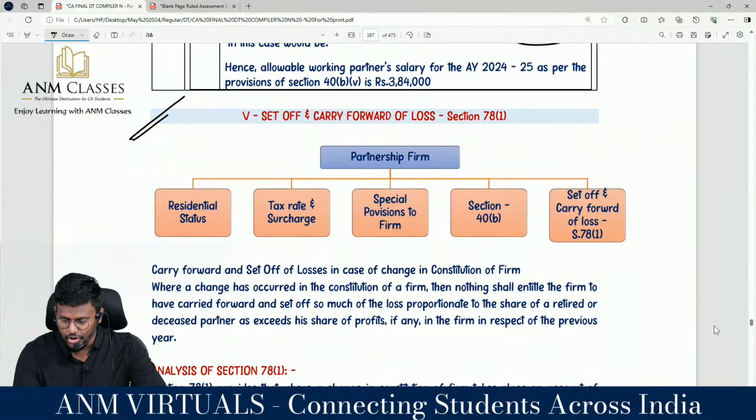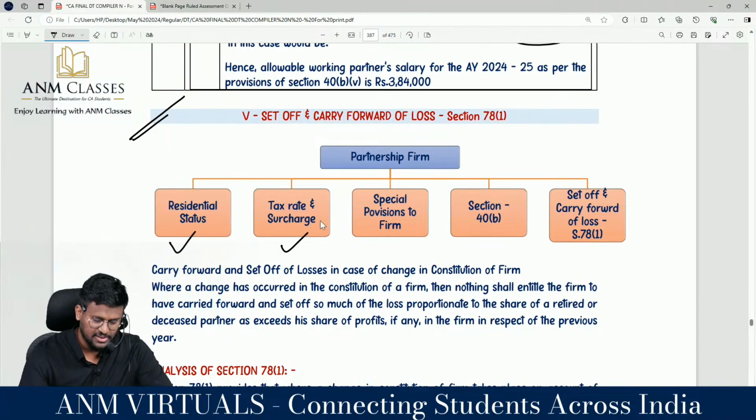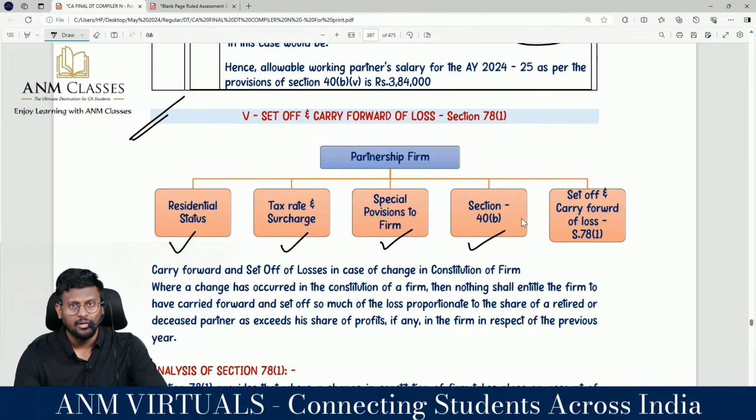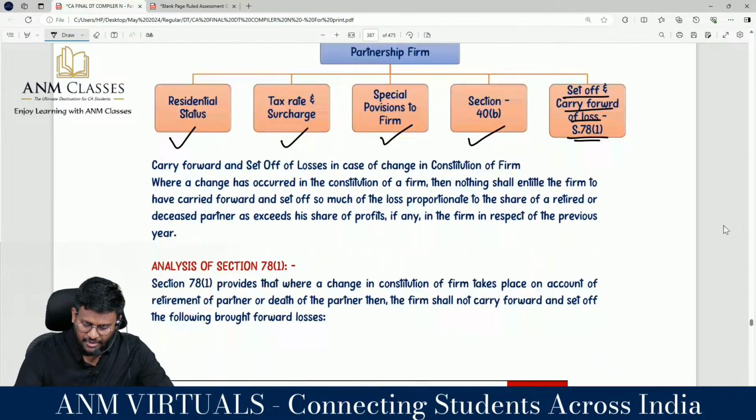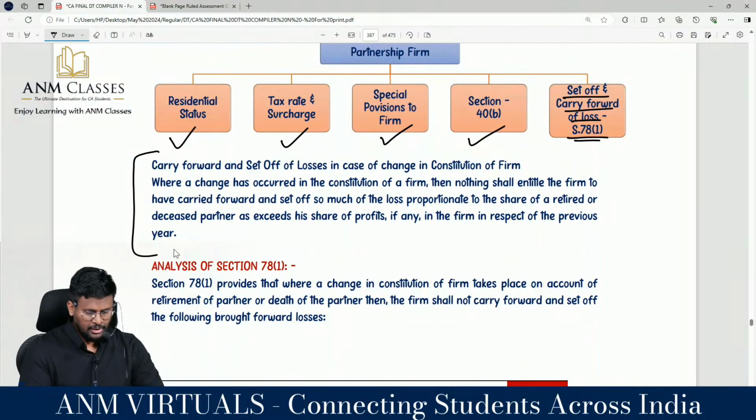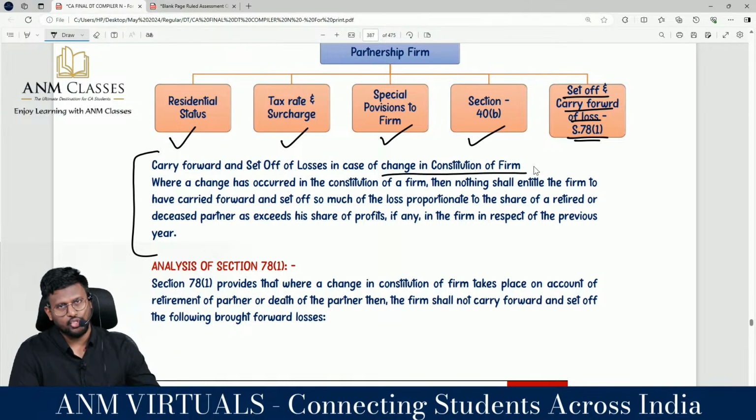The special provision of section 40B also comes to an end. Residential status done, tax rate and surcharge done, special provision to the firm done, section 40B done. Set off and carry forward of loss, section 78 subsection 1: carry forward and set off of loss in case of change in constitution of firm. That's what we are going to discuss.